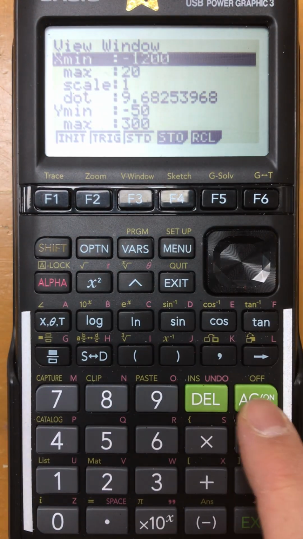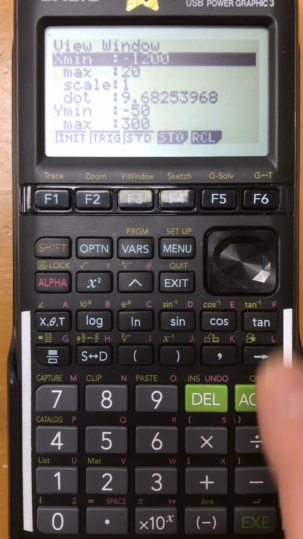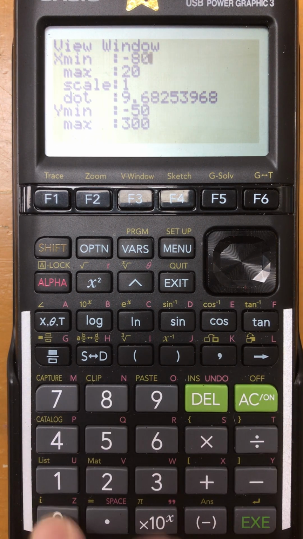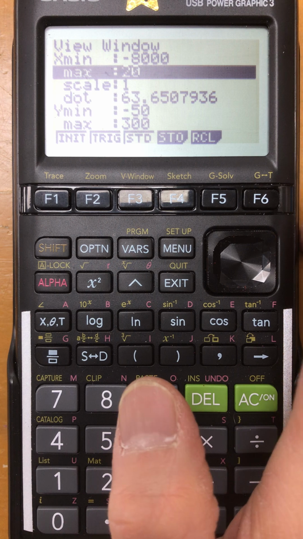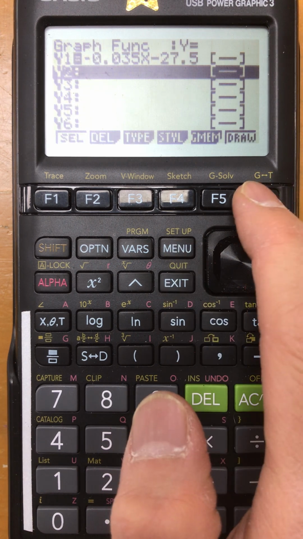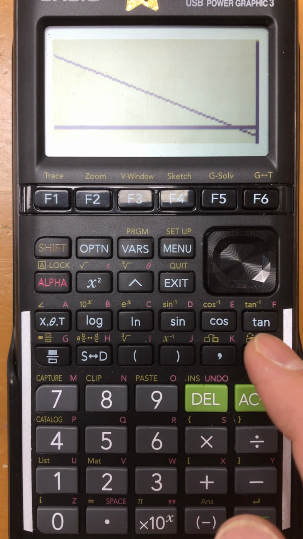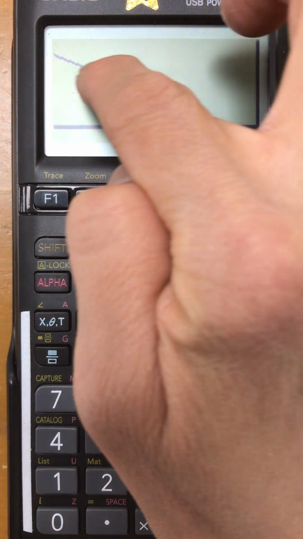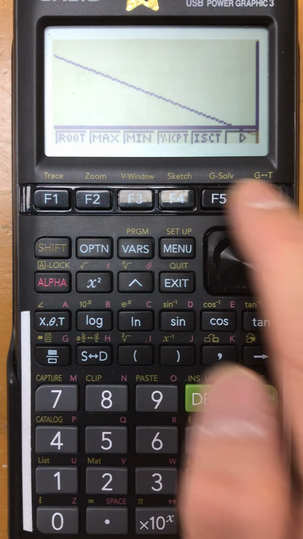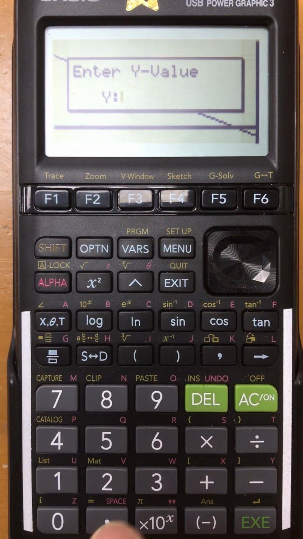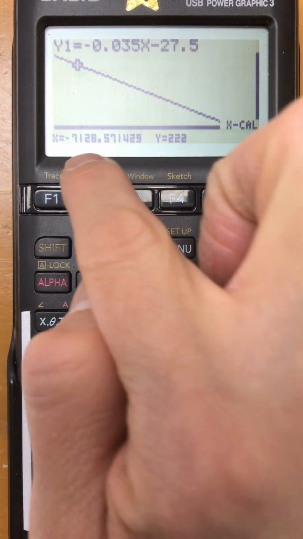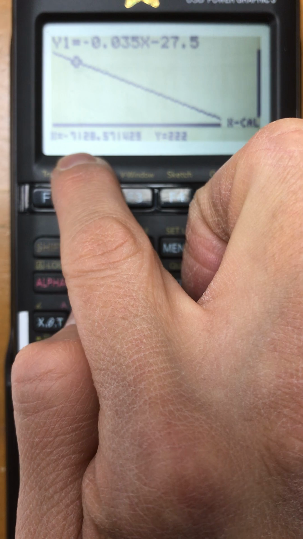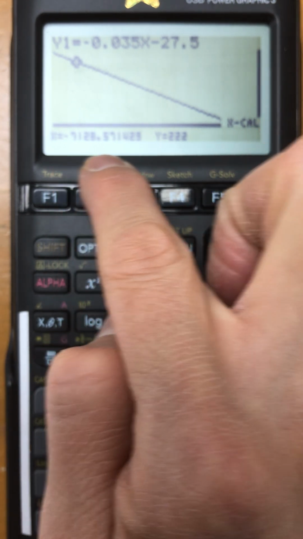So let's go negative 8,000. Okay, exit, draw. Okay, so it should be something right around here. So if I do gsolve, F6 to get xcal, 222. I get my x value of negative 7,128.571.